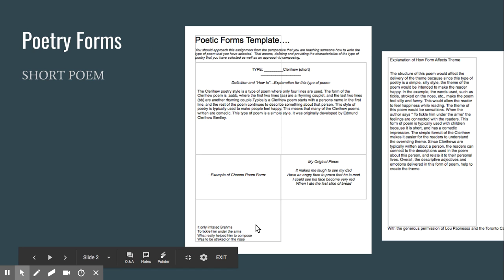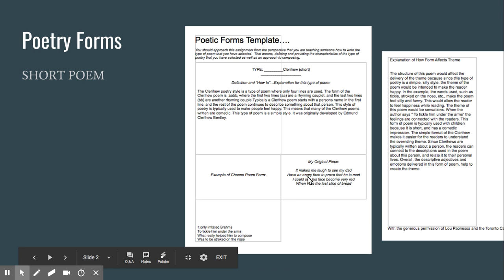The example that I found online: it only irritated Brahms to tickle him under the arms. What it really helped him to compose was to be stroked under the nose. This example of a Clerihew poem uses senses, such as when it says tickle him under the arms and stroked under the nose. That helps the reader really connect with what is being said.